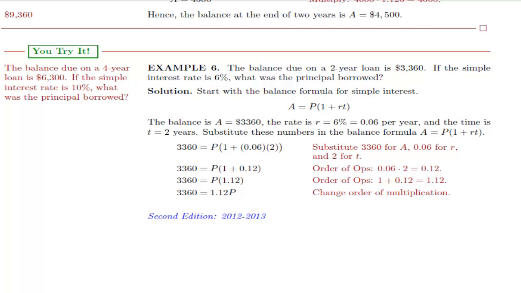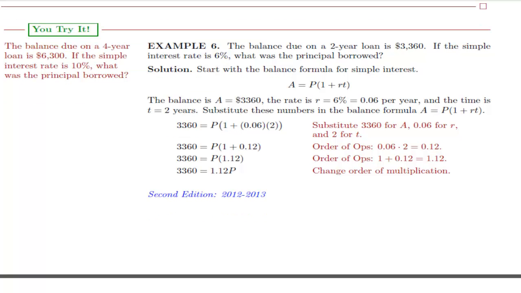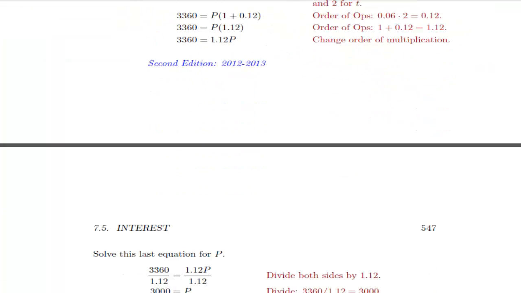A equals P times the sum of 1 and RT. We get 3,360 equals P times the sum of 1 and 0.06 times 2. We'll use order of operations to simplify. First, multiplying within parentheses, 0.06 times 2 is 0.12. Then add within parentheses, 1 plus 0.12 equals 1.12. Then multiply. We have P times 1.12, and we'll change the order to get 1.12 times P. So we have the equation 3,360 equals 1.12P.